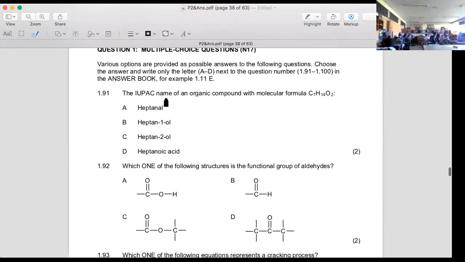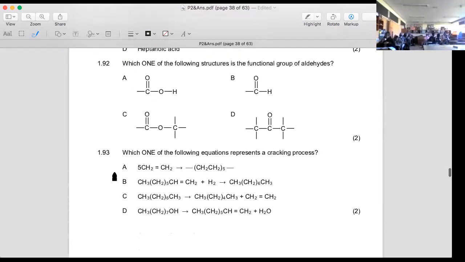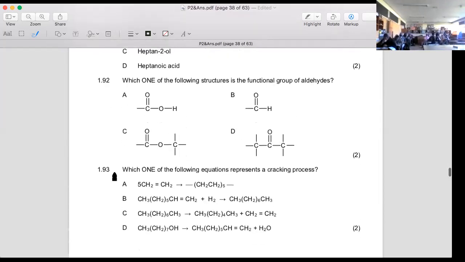Okay. The IUPAC name of an organic compound with molecular formula C7H14O2. Won't you look at it for a while and just try and figure it out? And then also look at 192 and also 193.